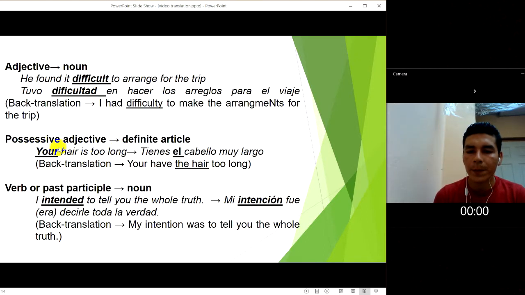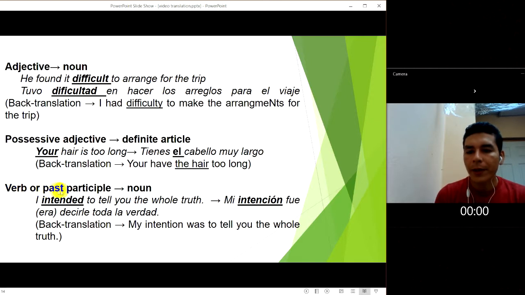Possessive adjective. It is a possessive adjective. Your hair is too long. Definite article. Here is an article and not a possessive adjective. Tienes el cabello muy largo. The back translation could be, you have the hair too long. This is a literal translation.